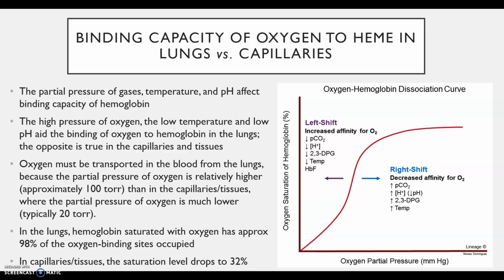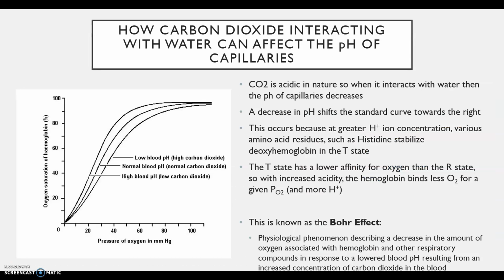Another way to look at that, in the lungs, the hemoglobin is going to be saturated with oxygen at approximately 98% of all oxygen binding sites occupied, whereas when they reach the capillaries and the tissues, that saturation level drops to 32%, which is why the oxygen is getting dispersed out into the tissues.